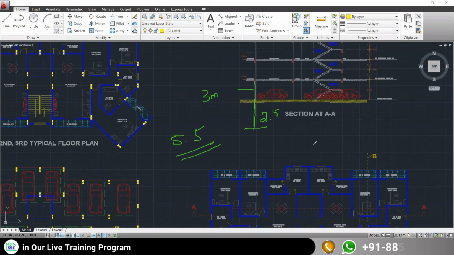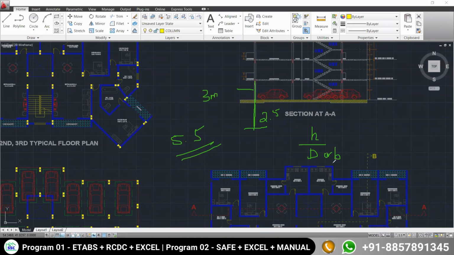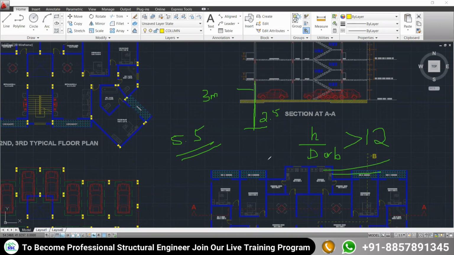So what is the criteria for short column and long column? If the height of the column divided by the longer or smaller dimension of your column, in both directions, is coming more than 12, it is going to become a long column. You need to consider additional moment, and then you need to provide more reinforcement. So it is going to become a long column. It may become a slender column also.